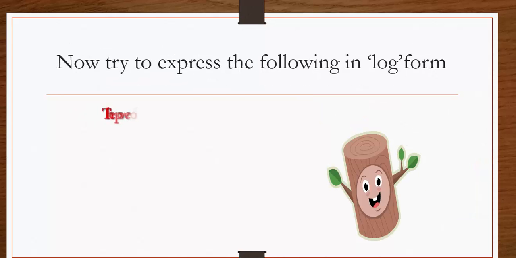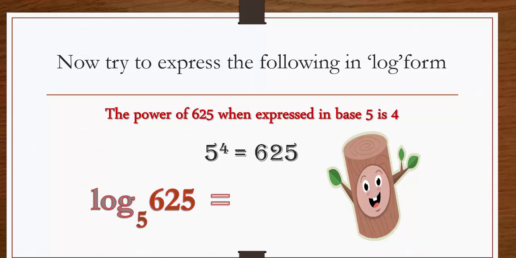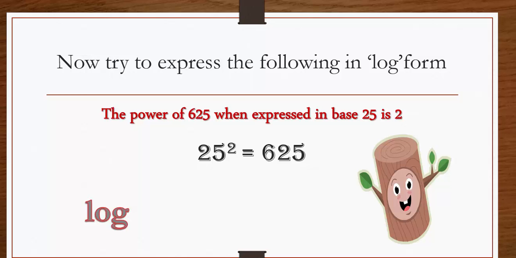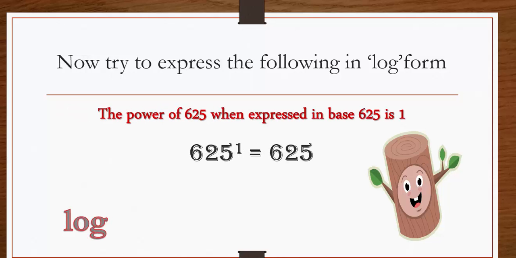Now let's try to express this number, 625, in different bases and see what the powers would be, and this is an exercise for you. So 625 when expressed in base 5, what's the power? And now express this in log. 625 when it's in base 5, the power is 4. Now this is for you in log form. Yes. One more in log form. 625 base 625, the power is 1.